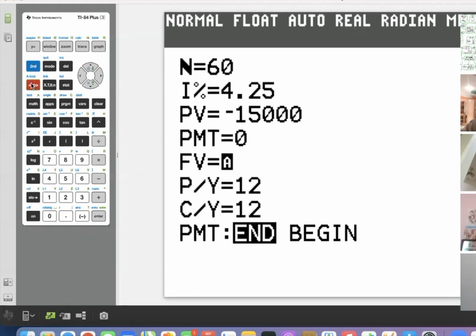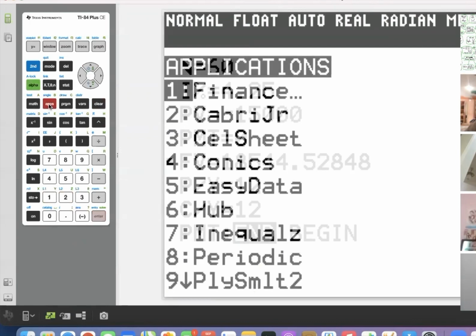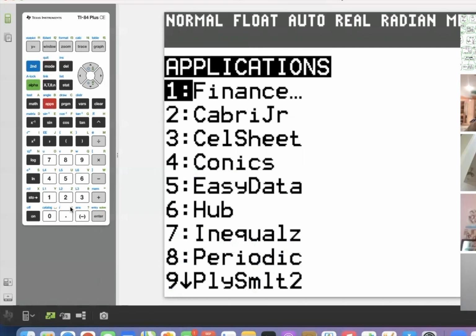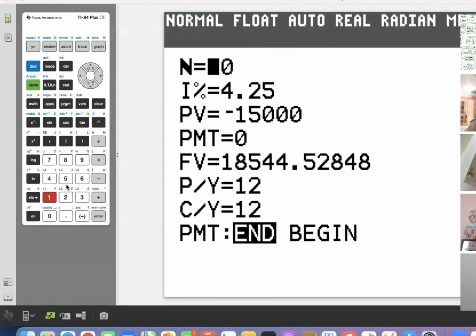Okay. So alpha followed by enter. So you will get the answer. The final value is 18,544.53, 2 decimal places. Is that clear? We press apps, press 1, then again press 1. We can erase the previous values.